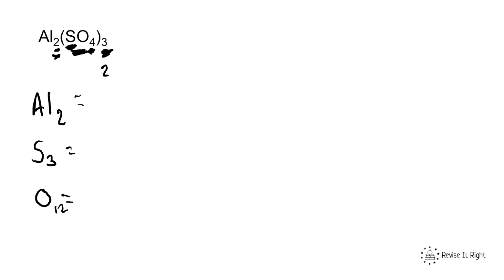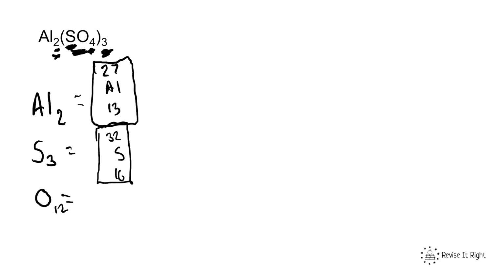So aluminium is 27, Al 13. Okay. Sulfur 32, sulfur 16. Again, you don't have to draw these out in your exam. I'm just drawing them so you can see what I can see on the periodic table. And oxygen.